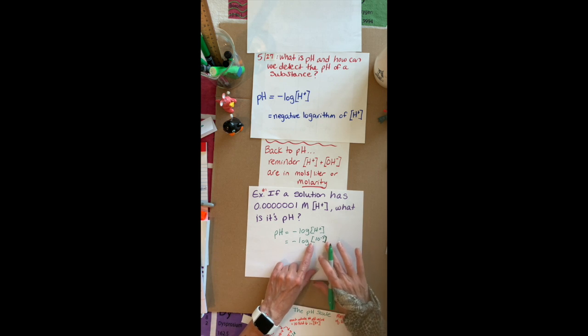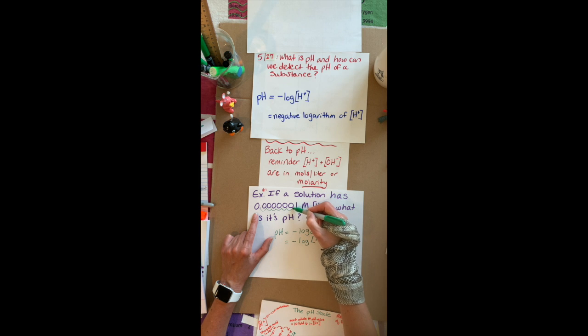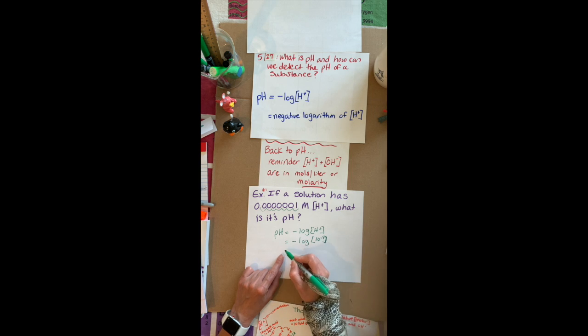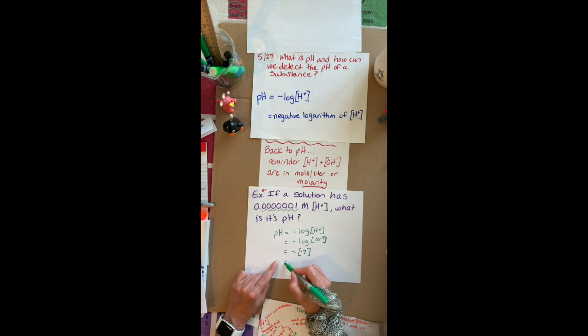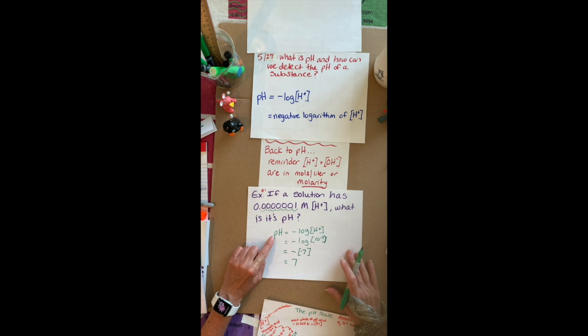I could have brackets or parentheses here, by the way, at this point. That's fine, right? There's 1, 2, 3, 4, 5, 6, 7. 1 times 10 to the minus 7 is that concentration. So pH equals the negative of a negative 7, and 2 negatives makes a positive. The pH equals 7. The power of hydrogen is 7.